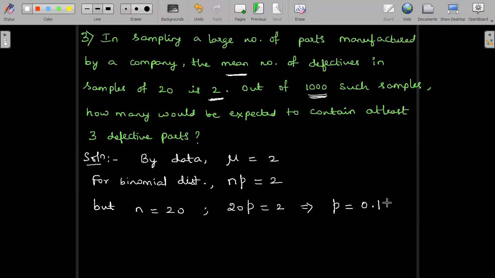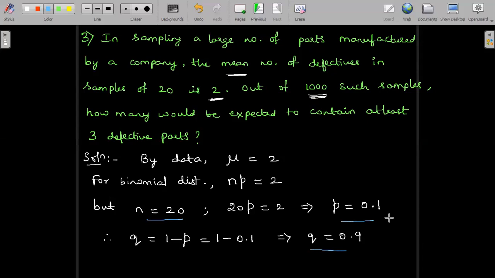So once I know p, I can write down q, which will be 1 minus p. We always know p plus q is equal to 1. So q can be written as 1 minus p, which gives us 1 minus 0.1, and hence the q value is 0.9. So now we know all the required data to apply the binomial distribution. We know n, we know q, and we know p.